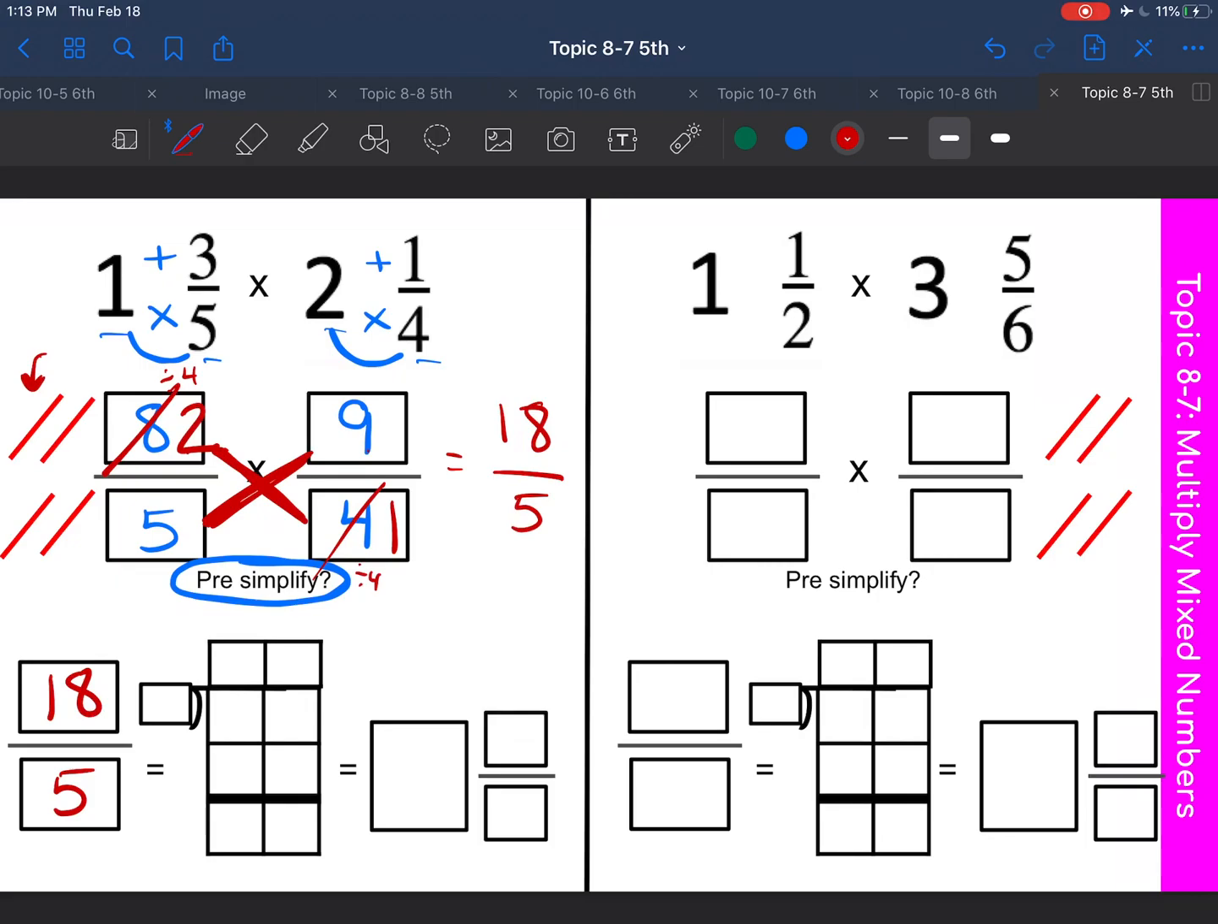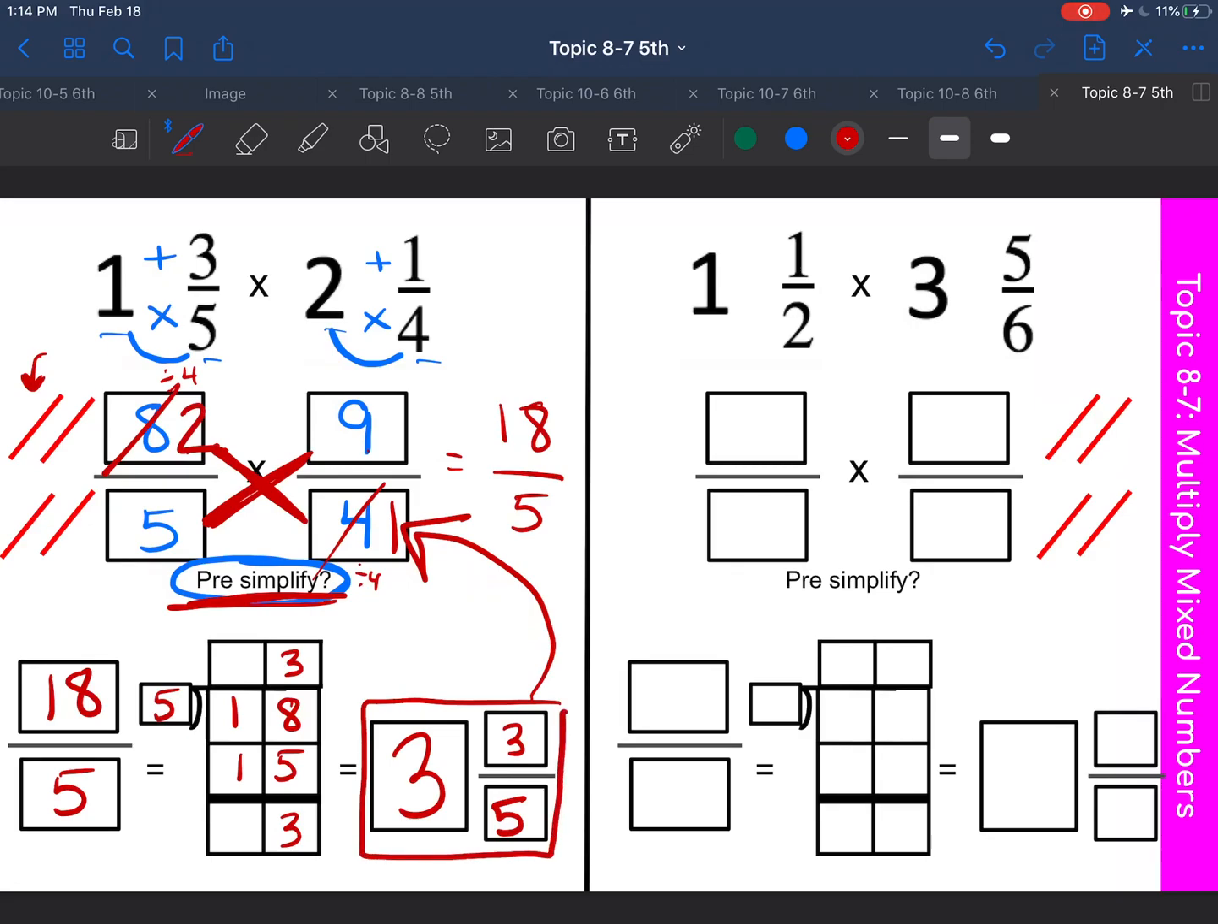So like we've been taught before, we can't leave it like that. So 18 divided by 5. 5 goes into 18 3 times to get 15 with a remainder of 3. Okay, so our final answer is 3 3/5. And again, since we pre-simplified, most likely we will not have to simplify this answer, and we cannot. 3 3/5 is in simplest form.